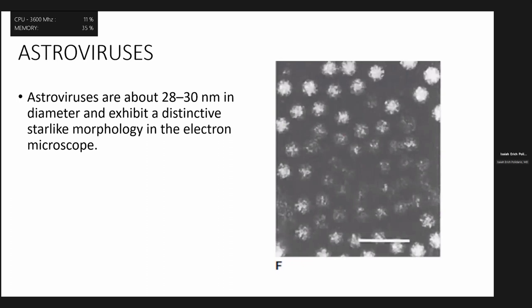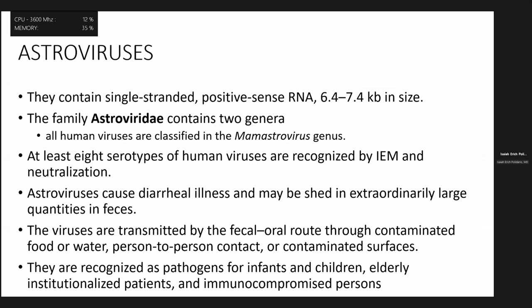Astroviruses are about 28 to 30 nanometers in diameter and exhibit a distinctive star-like morphology in the electron microscope. That's why it's called astro, the star. They have single-stranded positive-sense RNA, and this family contains two genera, and all human viruses are classified under the mamastrovirus genus. At least 8 serotypes of human viruses are recognized by IEM and neutralization.